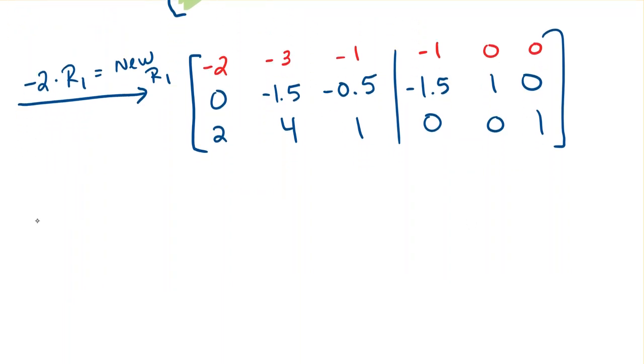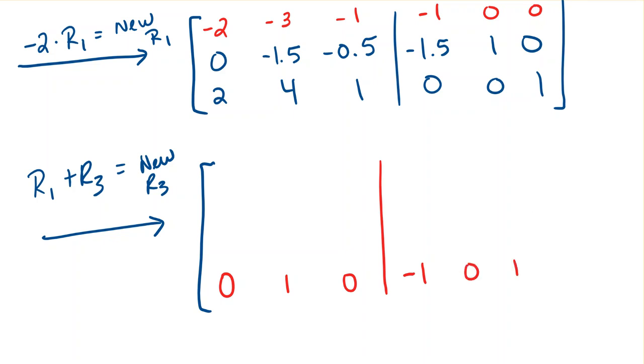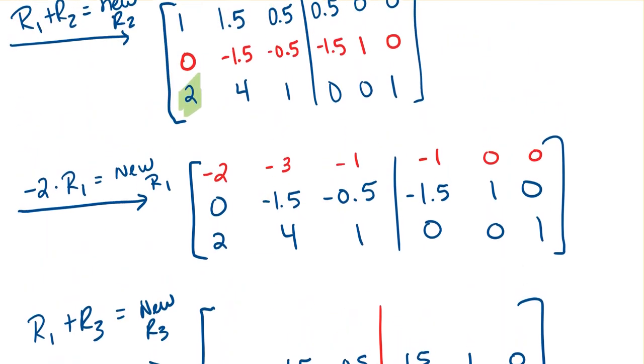Our next step will be to take row 1 plus row 3, and that will become our new row 3. So let's add these rows together. -2 plus 2 gives us 0. -3 plus 4 gives us 1. -1 plus 1, 0. -1, 0 plus 0, 0. 0 plus 1 is 1. And we will rewrite row 2. And then we will go back to the row 1 that we had before, right here.